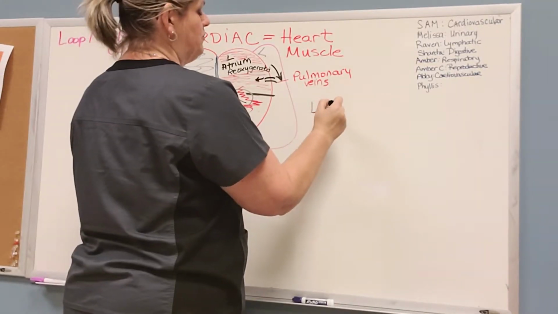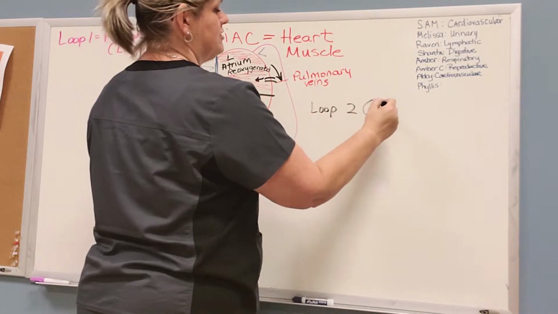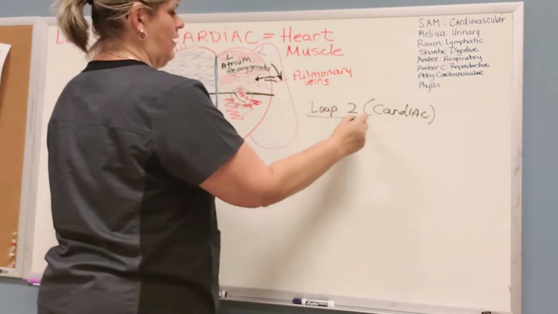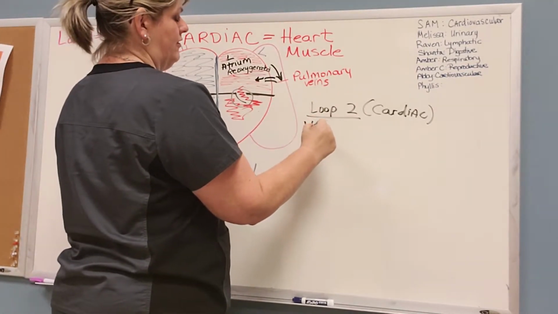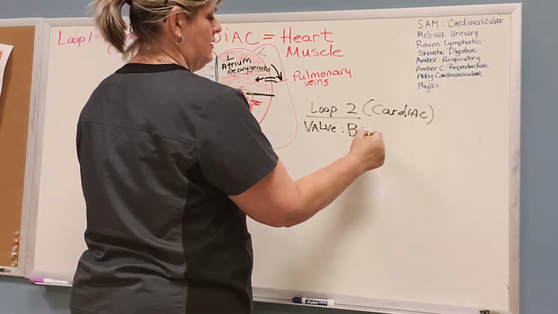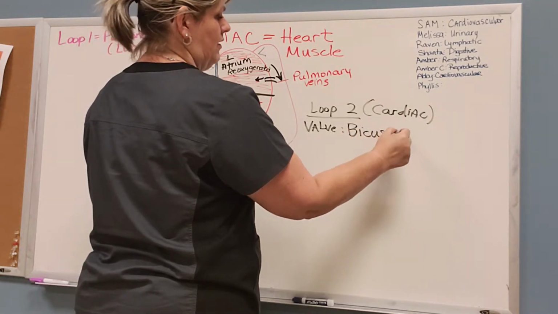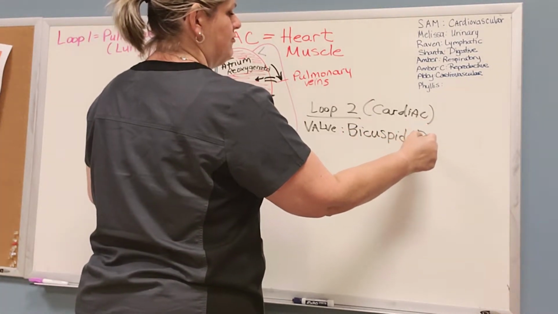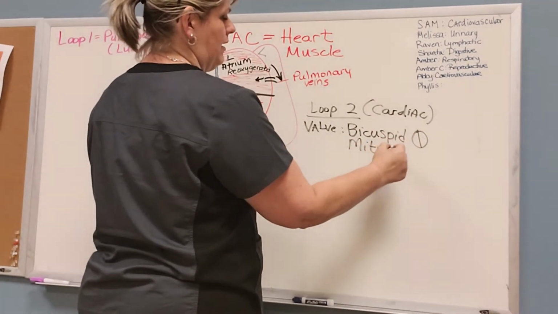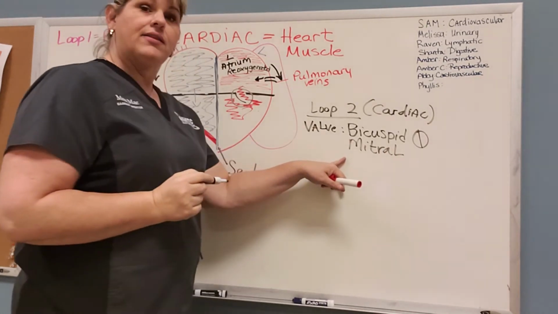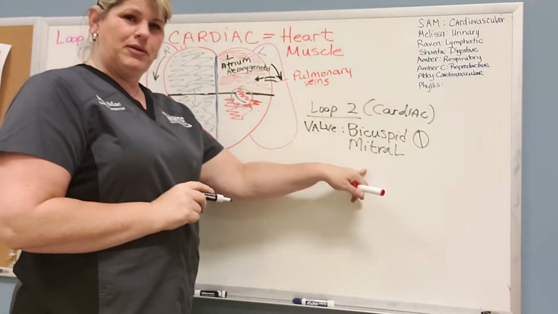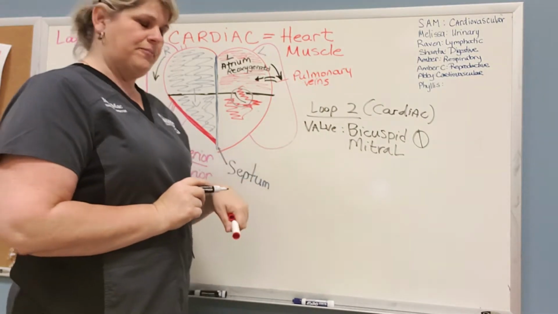Okay, so for loop 2, which is the cardiac loop, the first valve is called the bicuspid because it only has 2 flaps, or this is also known as the mitral valve. In the medical world, you'll hear it referred to as the mitral valve, probably more frequently than the bicuspid.